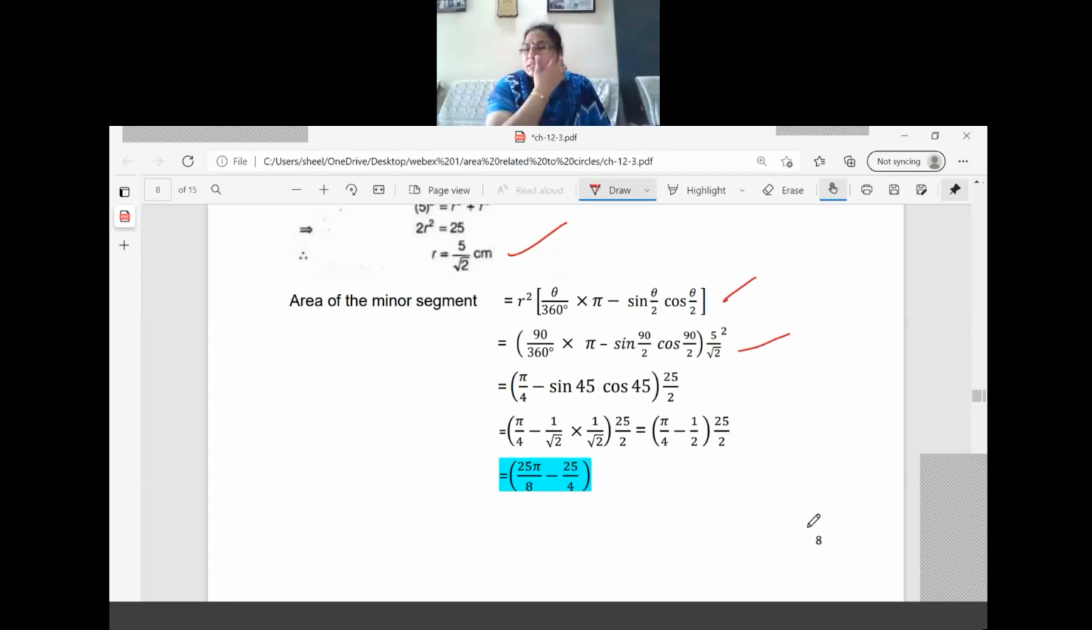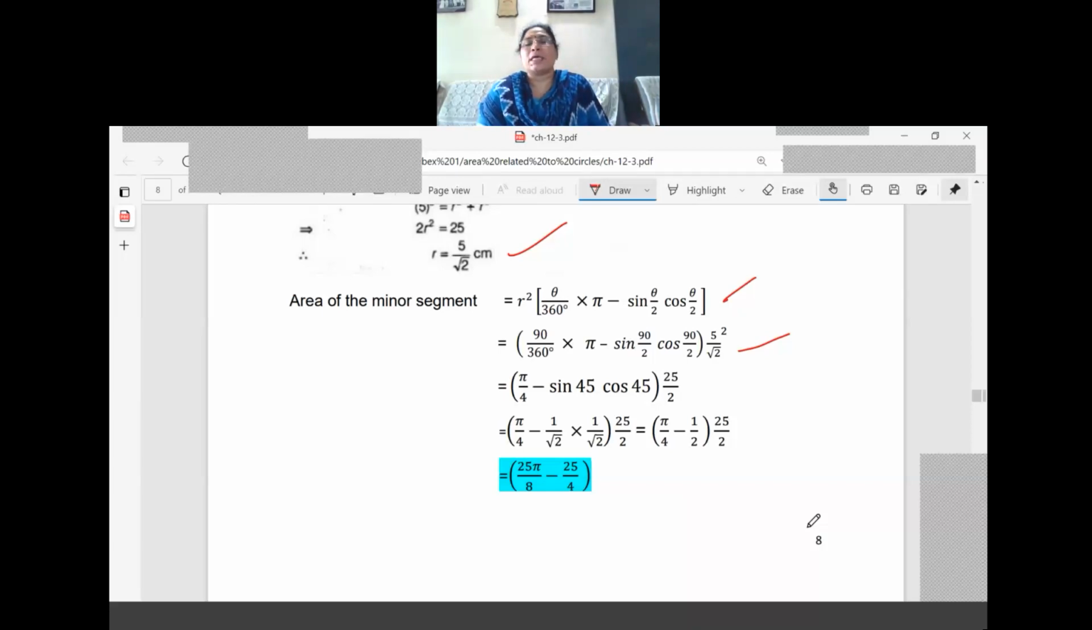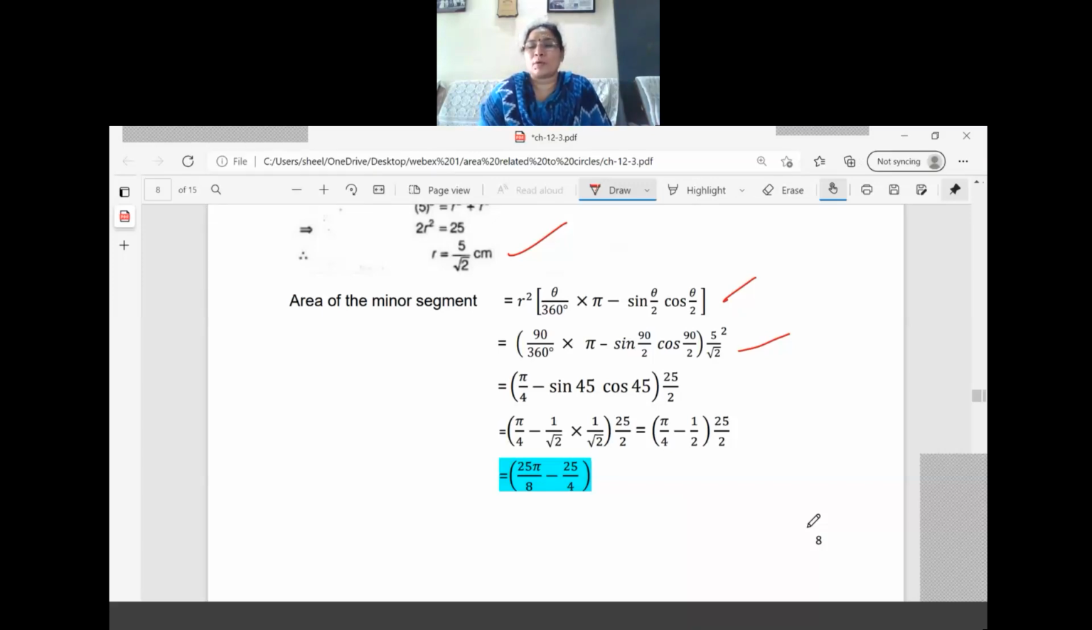Next, we substitute 90 by 360. It is 1 by 4 into pi, that means pi by 4, as you can see, minus sine 45 cos 45. Sine 45 and cos 45 values are 1 by root 2, 1 by root 2.